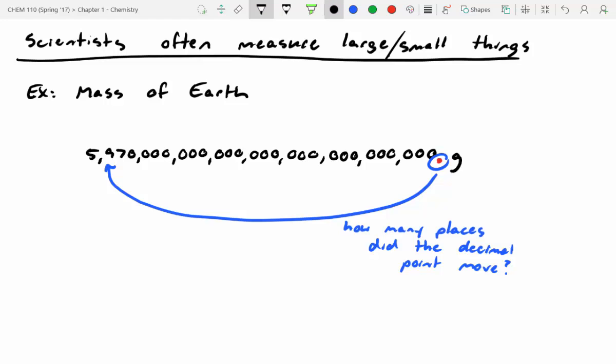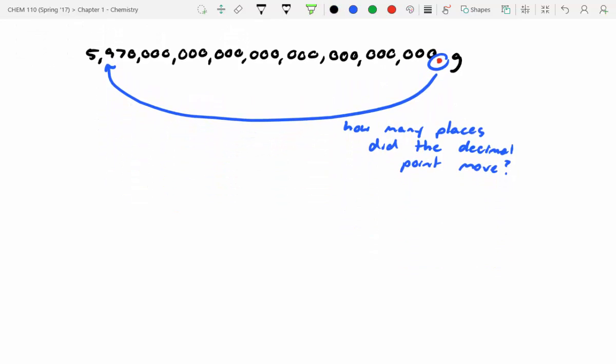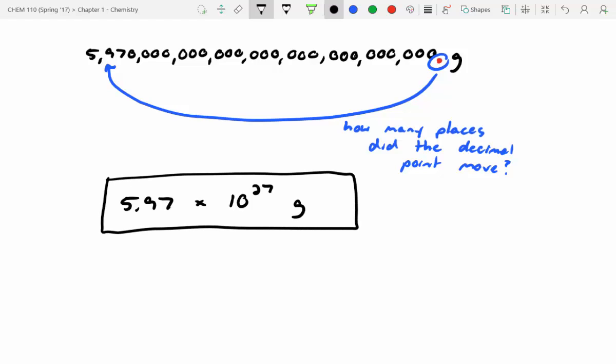So a much easier way of describing this giant mass is to say, all right, we moved it. It's now 5.97 times 10 to the 27th. So we're using exponentials now to describe this. And we can still describe this as grams. It's a lot easier to write things out this way. It's basically saying we moved our decimal point 27 spaces.